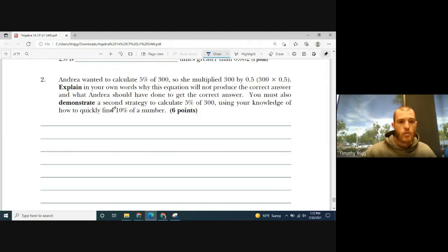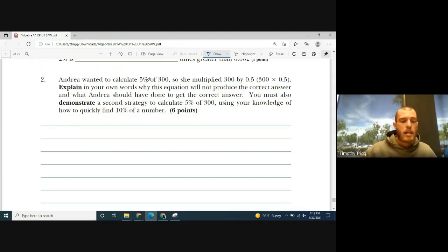Question 2. Andrea wanted to calculate 5% of 300. So she multiplied 300 by 0.5. Okay. Explain in your own words why this equation will not produce the correct answer and what Andrea should have done to get the correct answer. You must also demonstrate the second strategy to calculate 5% of 300 using your knowledge of how to quickly find 10% of a number.